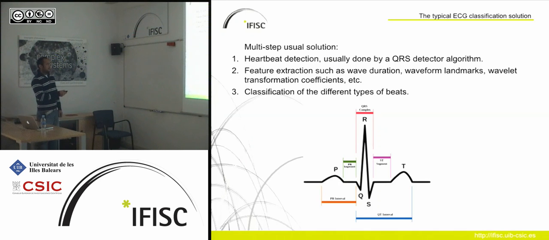The second step that researchers use is feature extraction, which can be the intervals between landmarks in the waveform, or, if you make a transformation of the signal, the coefficients of the transformation, or whatever you want to do to the signal in order to make a classification. And the last one is the classification itself, which is done using several systems like neural networks or cellular automata, etc.